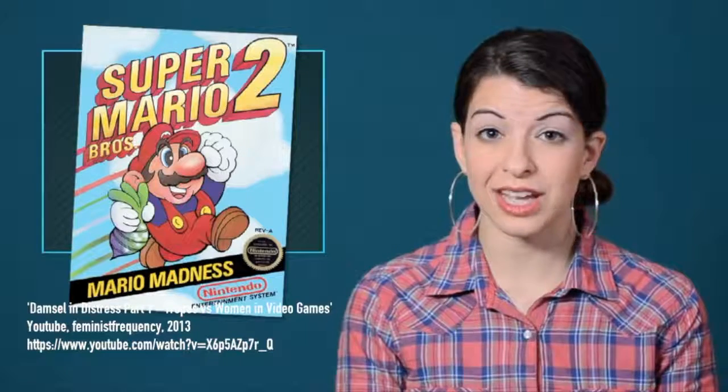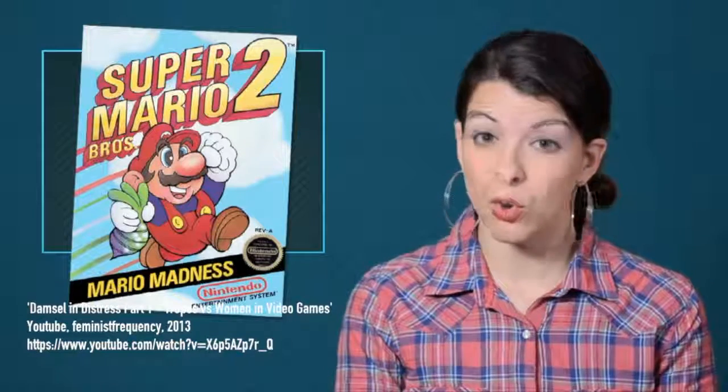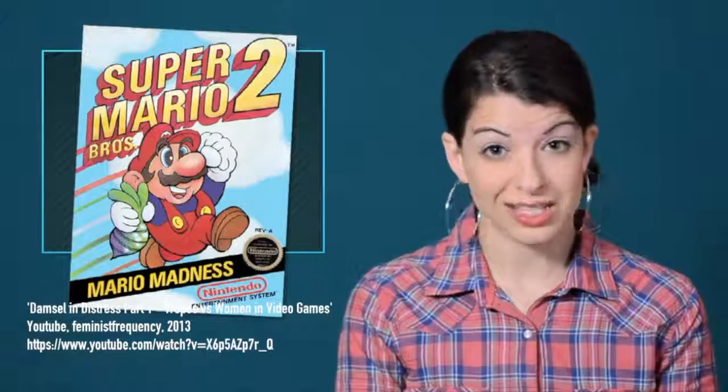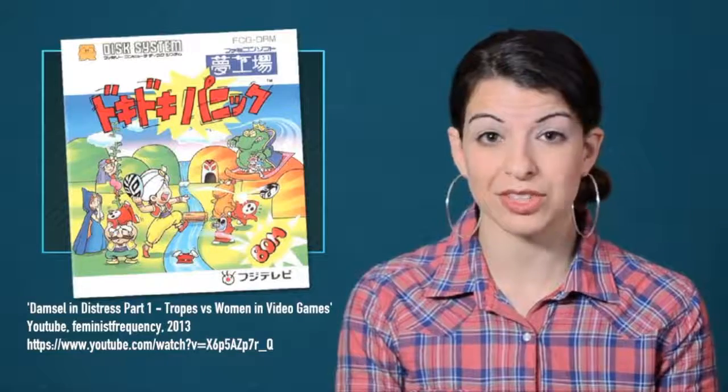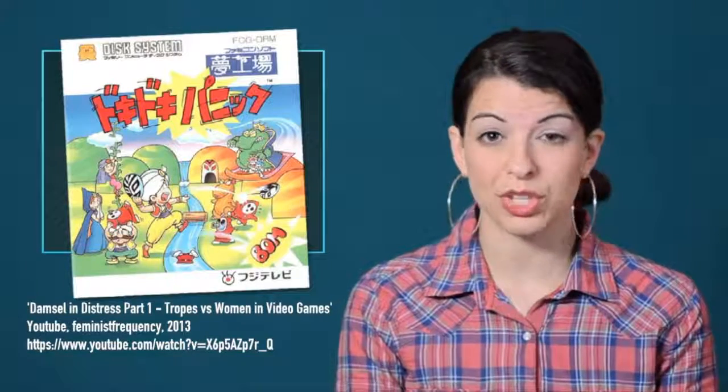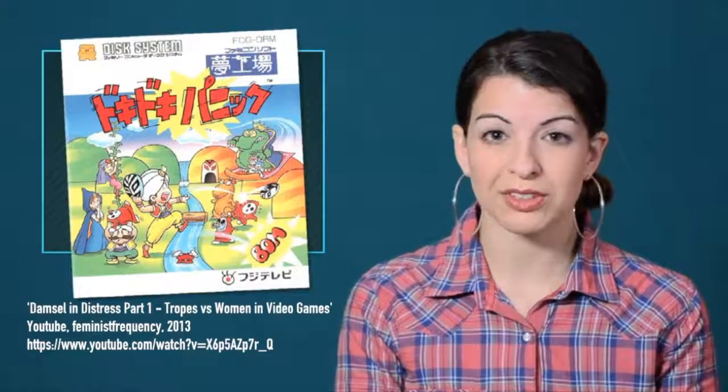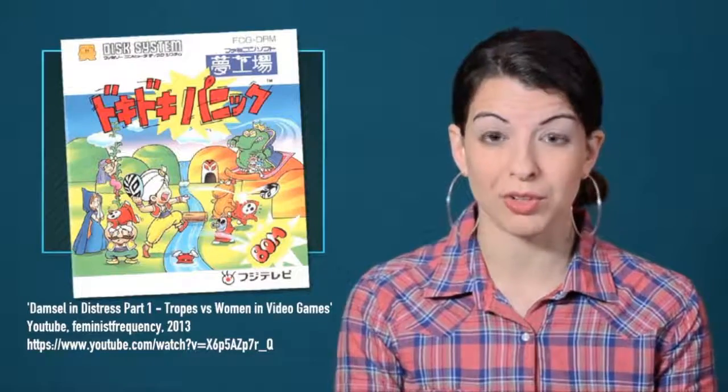The North American release of Super Mario Bros. 2 in 1988 remains the only game in the core series in which Peach is not kidnapped, and also the only game in which she's a playable character. Though it should be noted, it wasn't originally created to be a Mario game at all. The game was originally released in Japan under a completely different title called Yume Kojo Doki Doki Panic, which roughly translates to Dream Factory Heart-Pounding Panic.